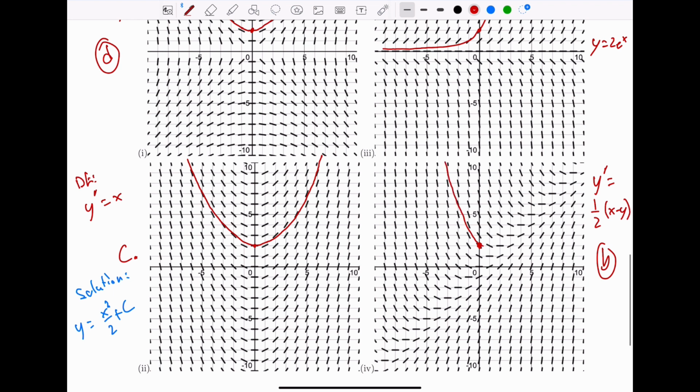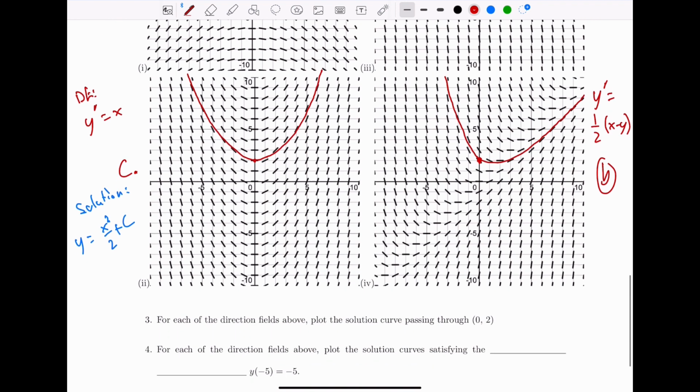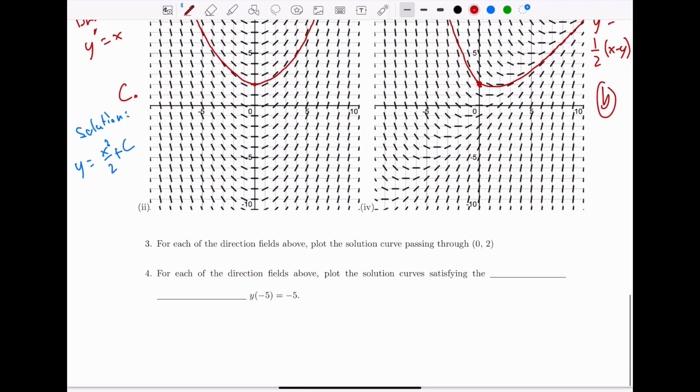And this looks something like this. Now we have one more example here to do. For each of these direction fields, we want to plot the solution curves satisfying this equation. What is this? This is an initial condition. So we have an initial condition here.